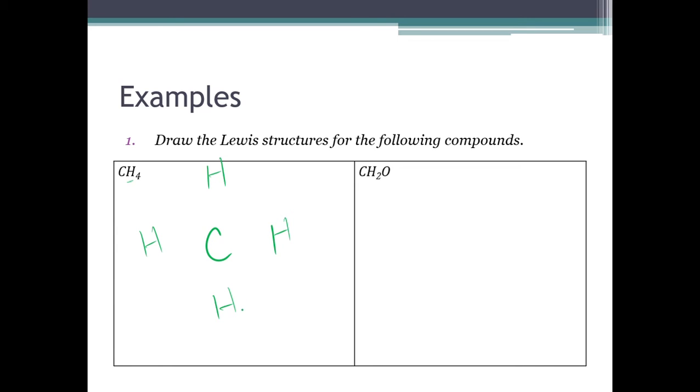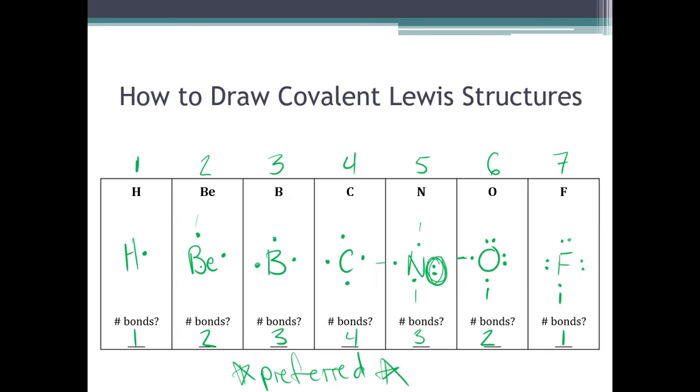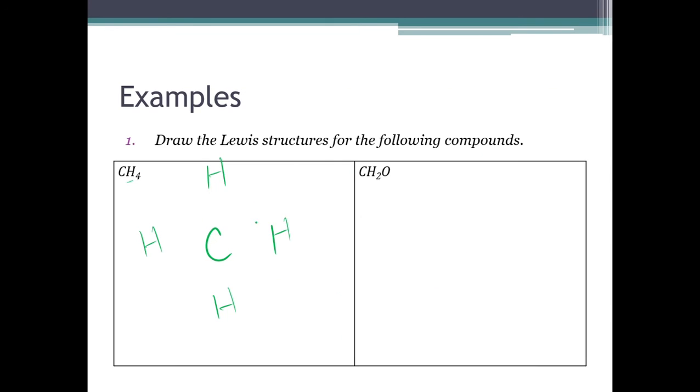So this is our arrangement. Now we'll go ahead and draw the individual Lewis structures. So carbon has 4 valence electrons. Just like we saw in the last slide, it will look like this. So we can put our 1, 2, 3, 4 valence electrons on carbon. And then each hydrogen has 1 valence electron. So we'll put 1 valence electron on each hydrogen.